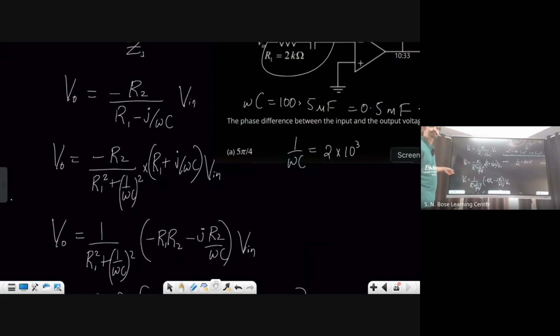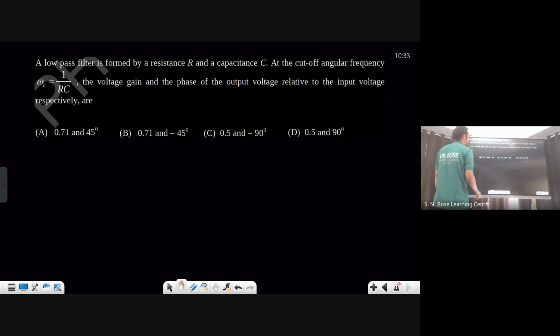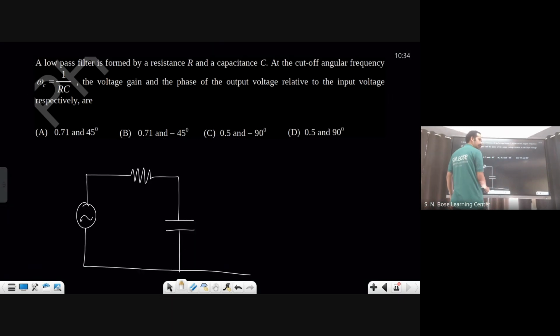See that one. A low pass filter is formed by a resistor R and capacitor C. At high frequency, it will act like a short, output is 0. High frequency is rejected. At low frequency, it will act like an open. So V naught here, V in here, R say.